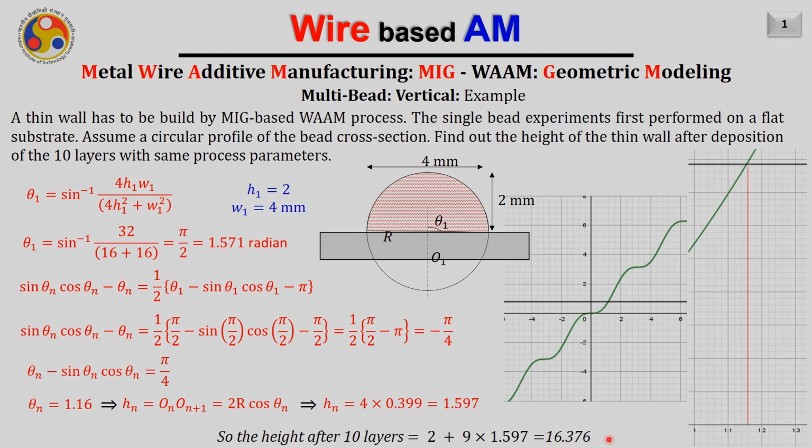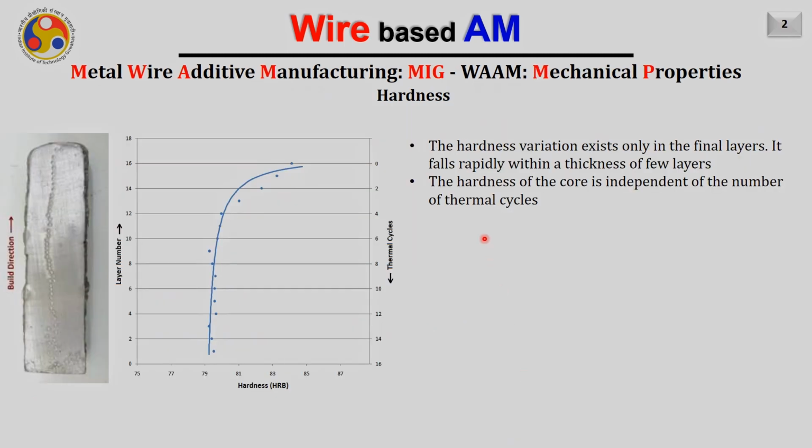So to maintain the standoff distance between the substrate and the welding gun, of course you have to consider this height. From this example we have understood that after 10 layers the height is not going to be really 20 mm, it is going to be 16.37. So after the multi-bead deposition, our focus should be on the multi-layer deposition.